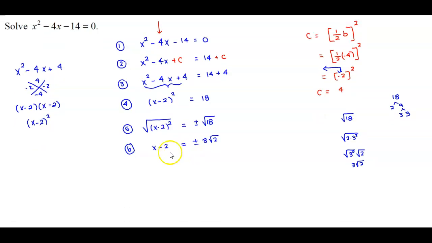Now, in order to solve for x, we're going to add 2 to both sides, and we're going to make sure that it is in front of the plus or minus sign. So therefore, we're going to get x equal to positive 2 plus or minus 3 times the square root of 2. And so therefore, we have our two solutions. We have 2 minus 3 times the square root of 2 and 2 plus 3 times the square root of 2. And again, if we leave it in a simplified version, then it would be 2 plus or minus 3 times the square root of 2.